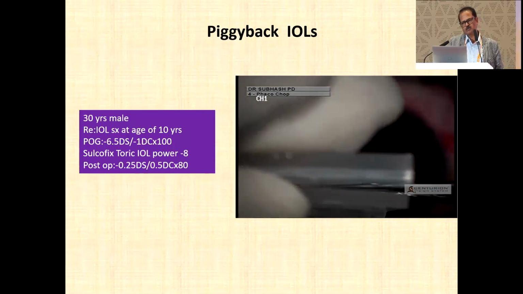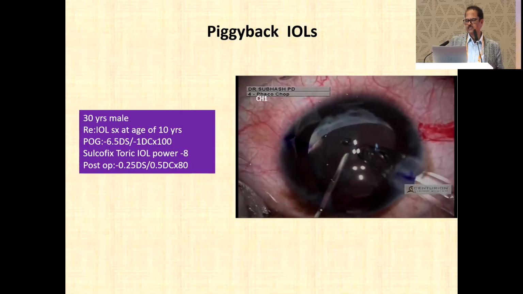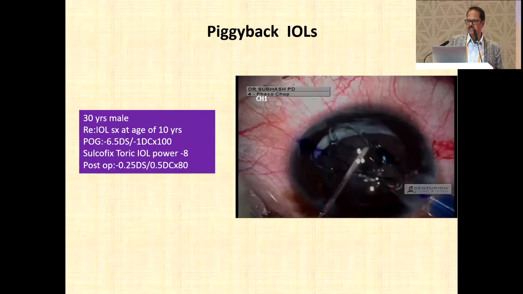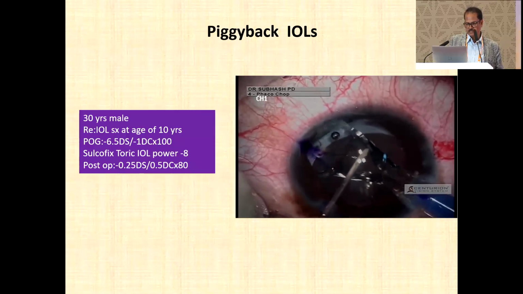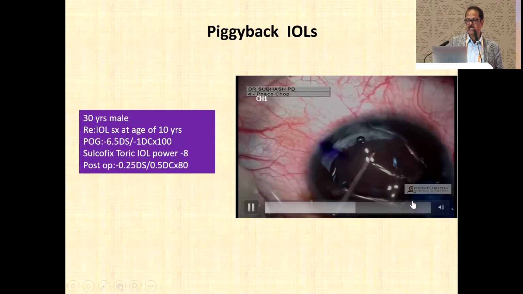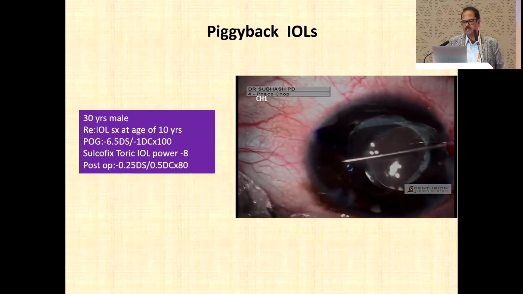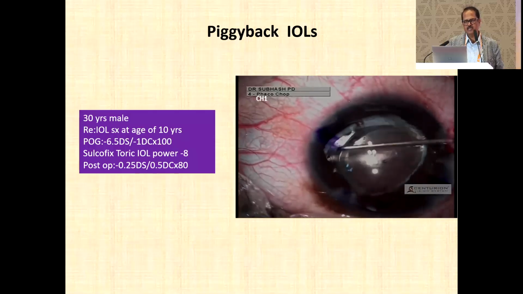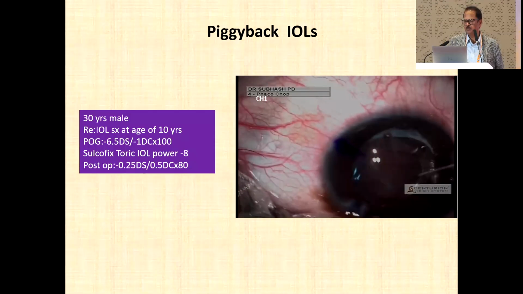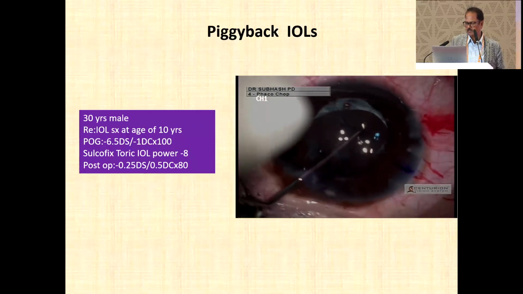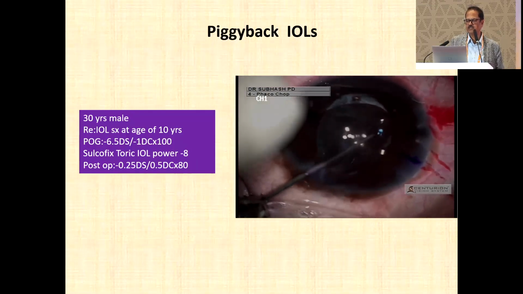The prototype is Sulcoflex from Rayner. I have no experience of using that. This was a toric, so its implantation is very easy. It doesn't take much time, and this patient had actually YAG laser also done. That is the advantage of using piggyback lenses in situations where you already have posterior capsular dehiscence or any PC capsulotomy done. Then this is a better option than going for the IOL exchange.